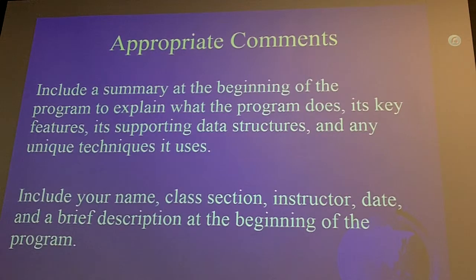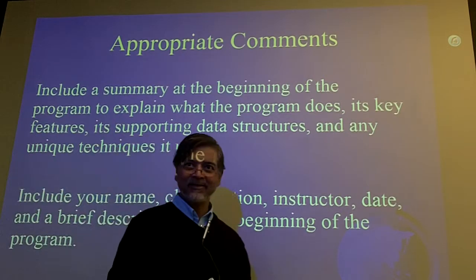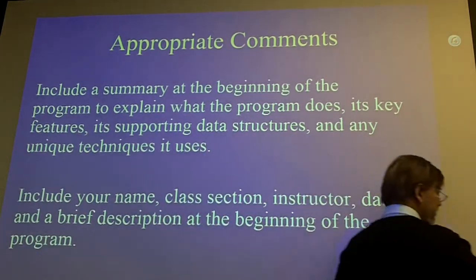When we write programs, we usually, and this is strongly encouraged, in fact, you will lose points if you don't do it, describe what this program is about, who wrote this program, when this program was written. It's standard practice. All programmers do it. So include a summary at the beginning of the program to explain all these things. And you use a number symbol to put comments, right? Yeah. The number symbol or the pound sign.